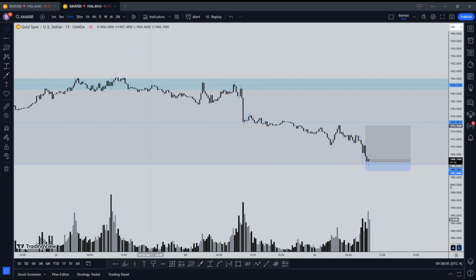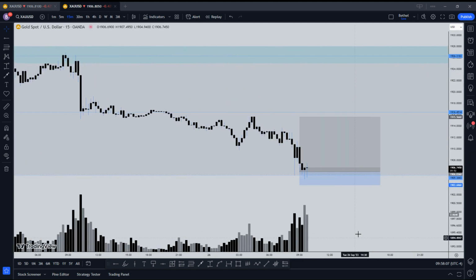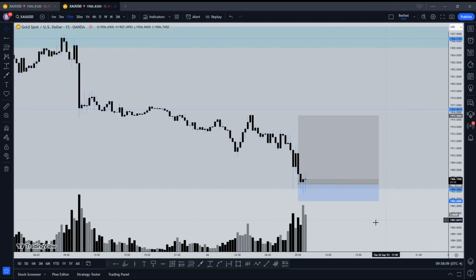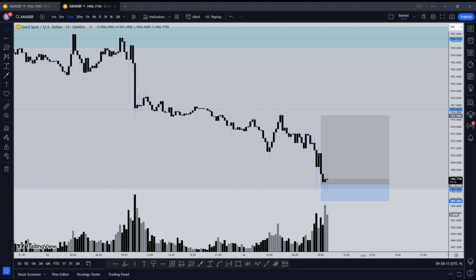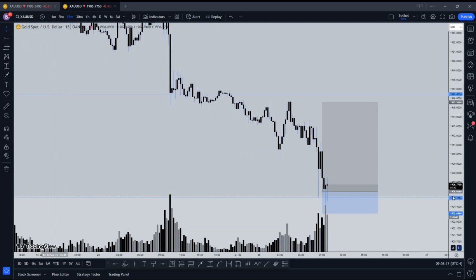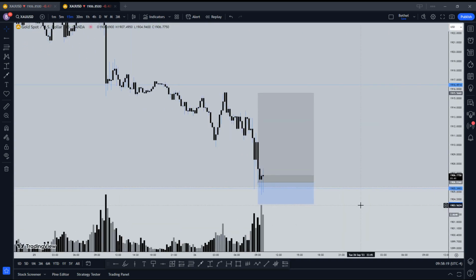Nice closure. I love this closure. See, nice bit of candle closure. So let's see what we have. Targets actually 100 pips.